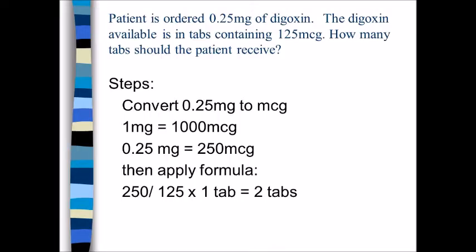Alright, as you can see, once again we had to convert. So to convert, you just multiply by 1,000 from 1 milligram to micrograms. That gives you 250, and then you apply that same formula that we had before, the D over A times Q, and that gives you 2 tabs.